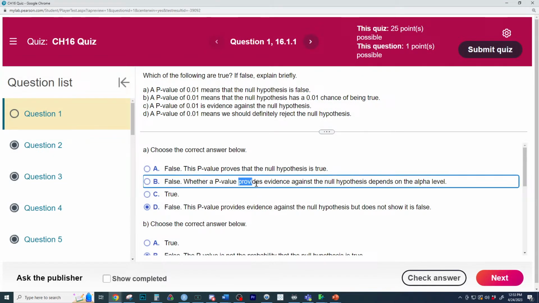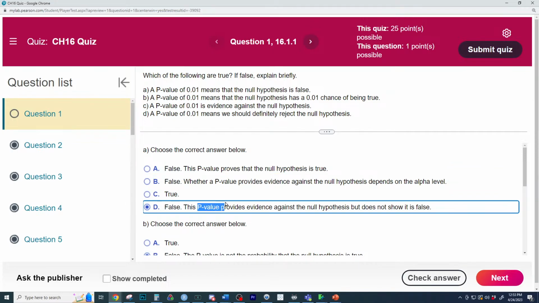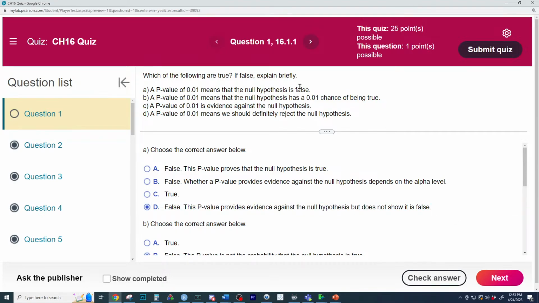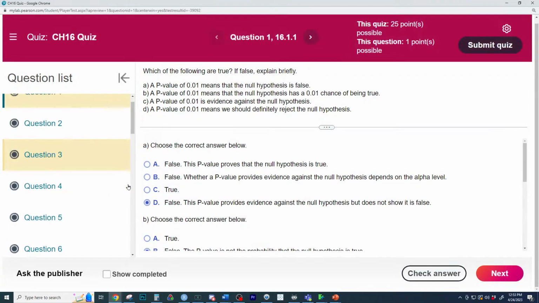But look at this: whether the p-value provides evidence against the null, or you could say sufficient evidence. Maybe that's what they're getting into. But that's what caught me: p-value provides evidence against the null, but they're really chiming in on this word false, that we're not saying we know the null is false. It doesn't show it's false. They really wanted you to highlight that part of it. Yeesh, really got me with that.